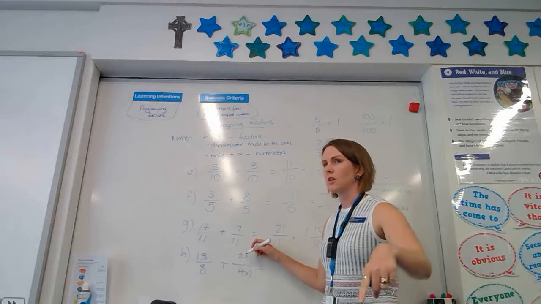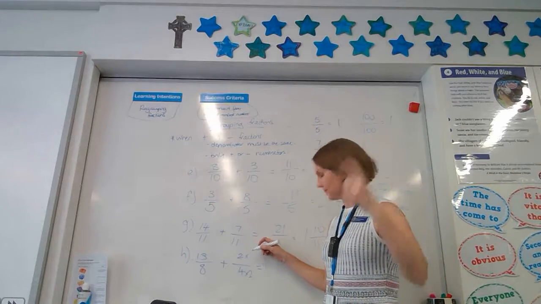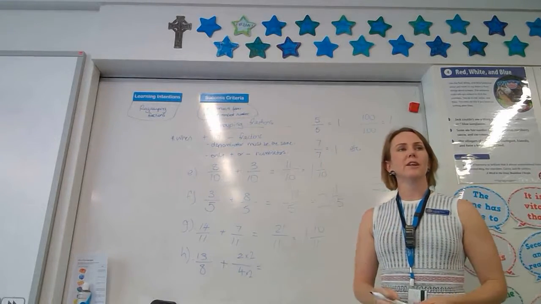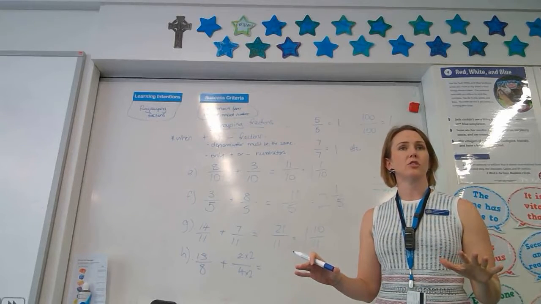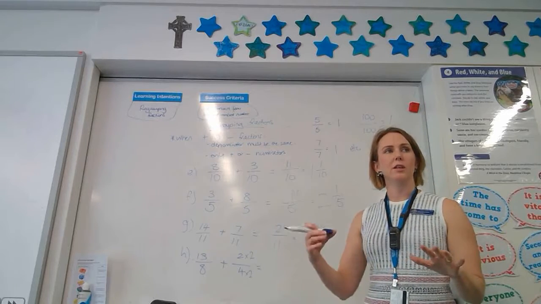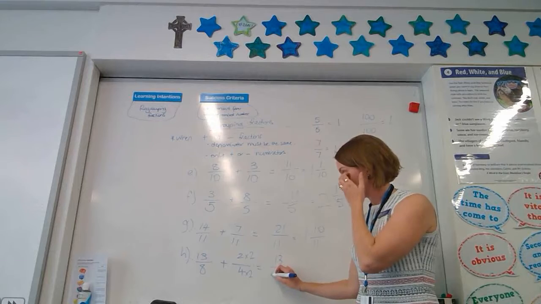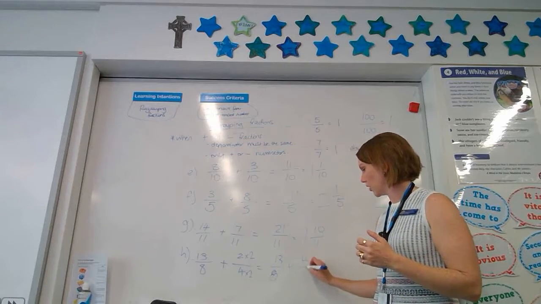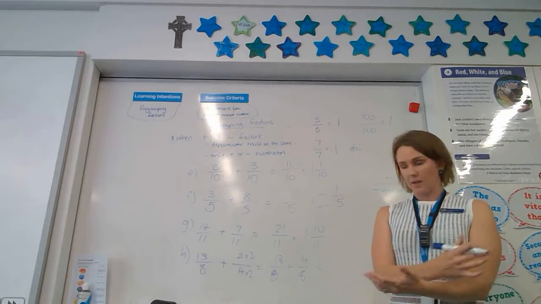And whatever I do to the denominator, I do to the numerator. With your working, without working, you would then need to rewrite the question again so that the denominators are the same. 8 plus 4 over 8. So 13 plus 4 is 17.